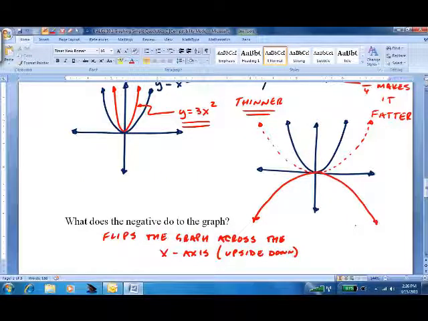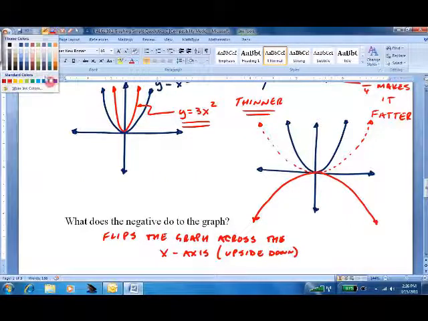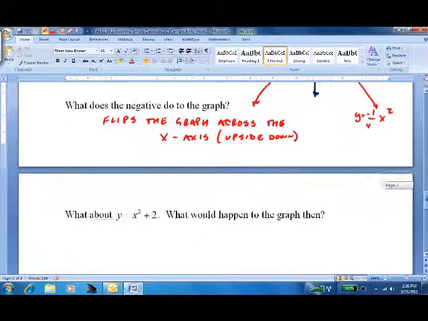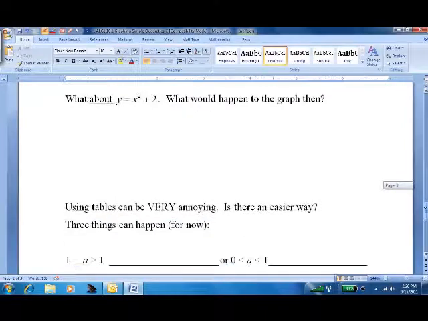So let's make sure we label. This would be y equals x squared, and this would be y equals negative 1/4 x squared. Upside down, fatter. That's what the negative does. That's what the 1/4 does. Flipping over to the other side.